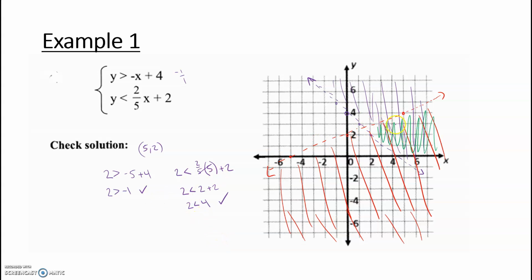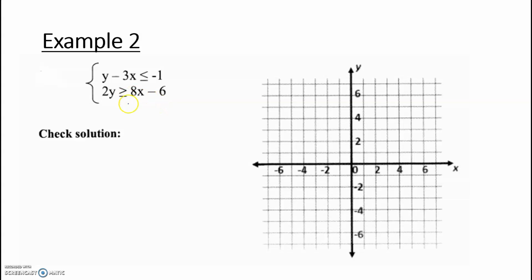So you want to make sure that, whatever you say is your solution set, the number actually works. So pick something in there. Again, our solution is the green. So everything here will work in these two inequalities. Let's try another one.